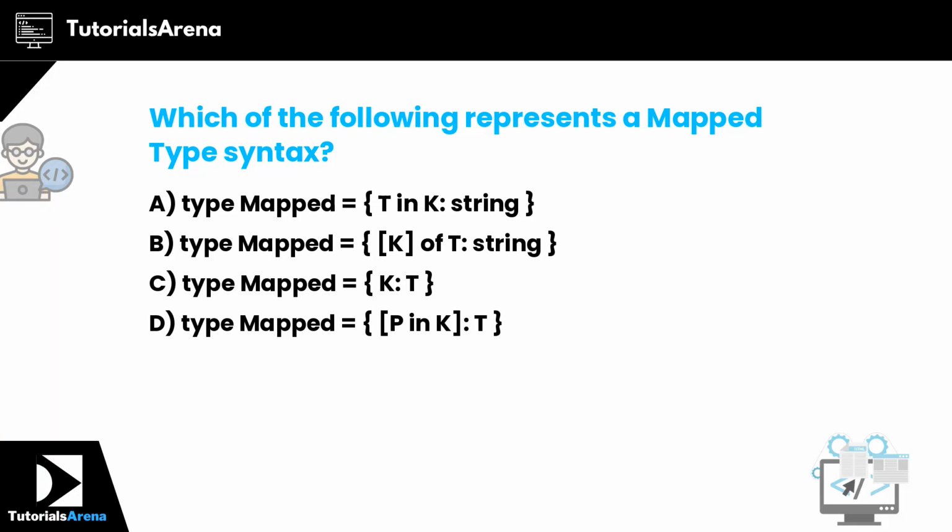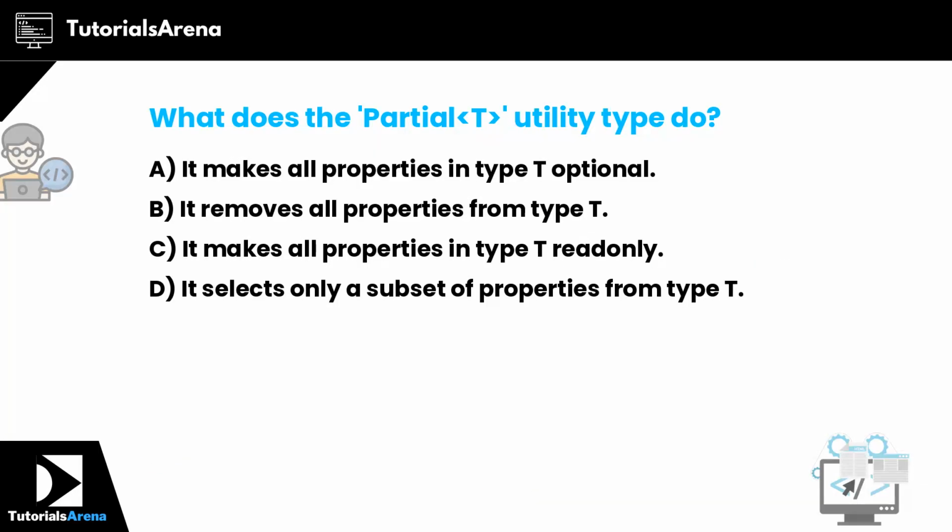Which of the following represents a mapped type syntax? The correct answer is option D, type Mapped = { [P in K]: T }. What does the Partial<T> utility type do? The correct answer is option A. It makes all properties in type T optional.